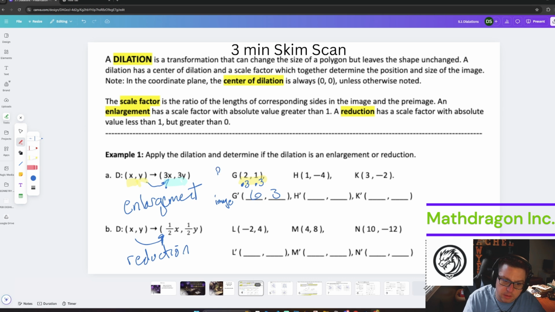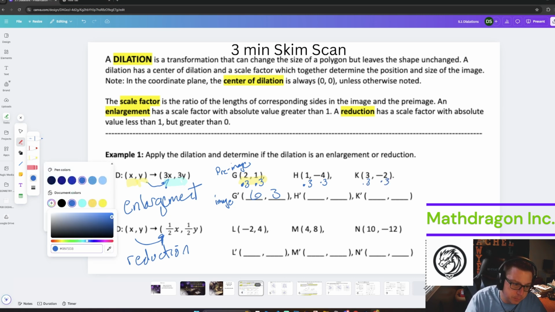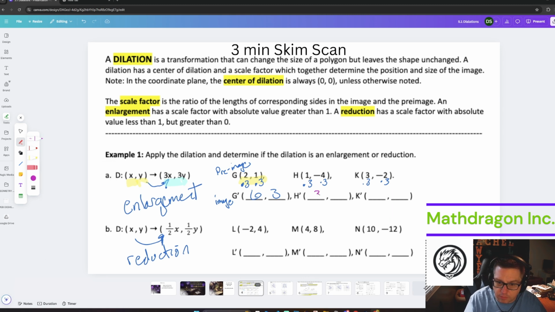And we talked about this, our pre-image is where you start. Then we're going to do the same thing to H and then to K. So multiply everything by 3. So that when we're done, we should have 3, -12, and then 9, -6.